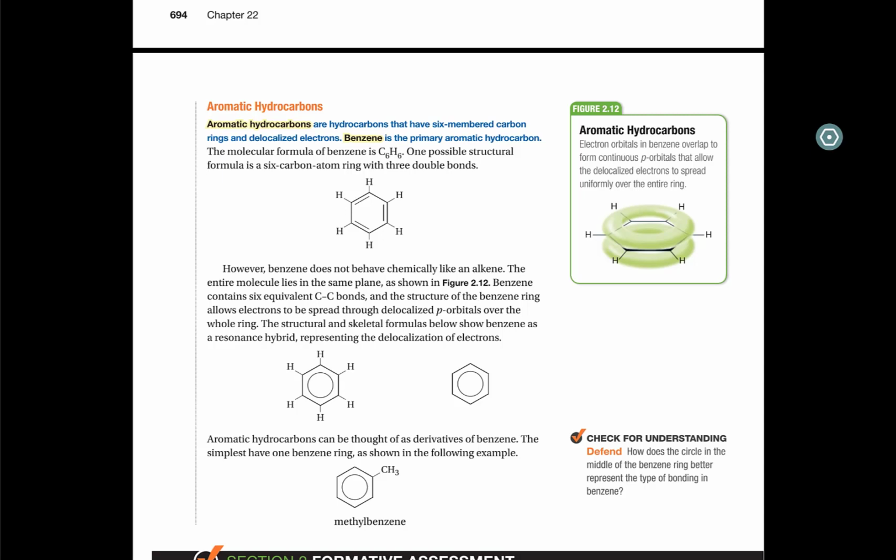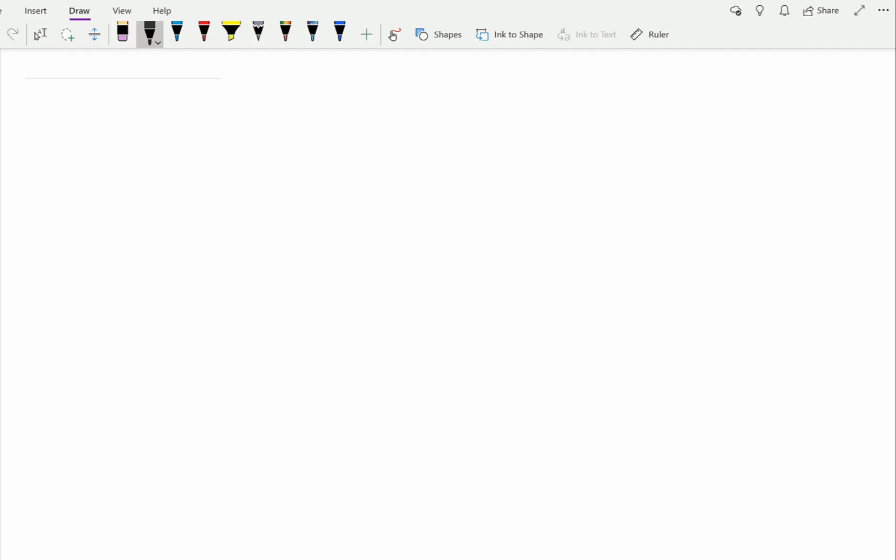But what is the benzene? The structure of the benzene is shown here. It is a 6-carbon ring which has 3 double bonds inside. So I will draw the structure of the benzene here. It has 6 carbons in the ring. So I draw these 6 carbons, and it forms a hexagon shape. And we have 3 double bonds in the structure.